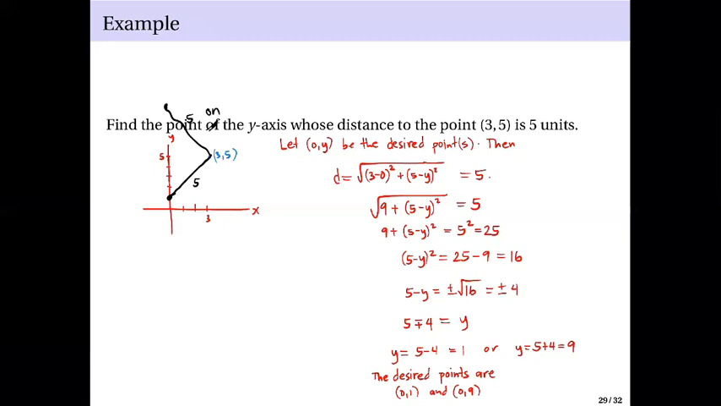Question before I proceed to our last example. Okay.